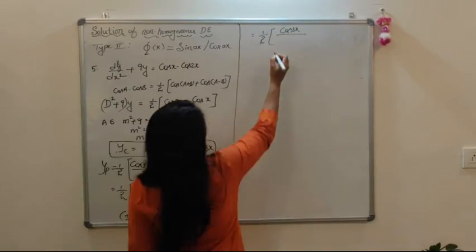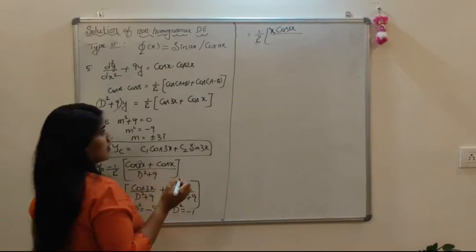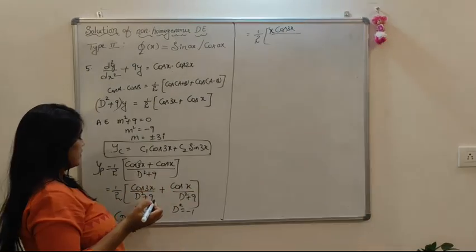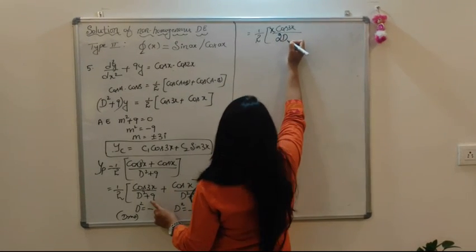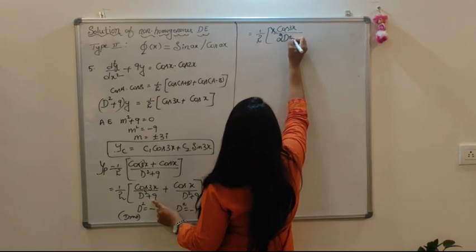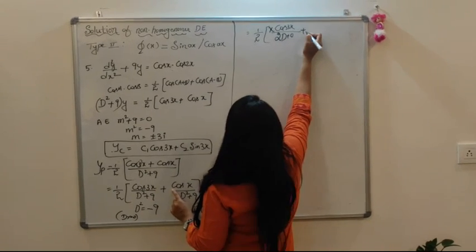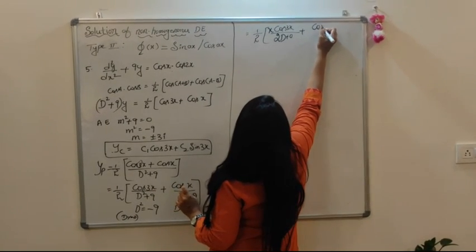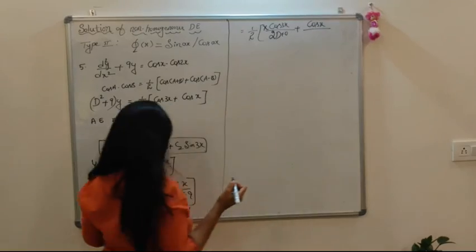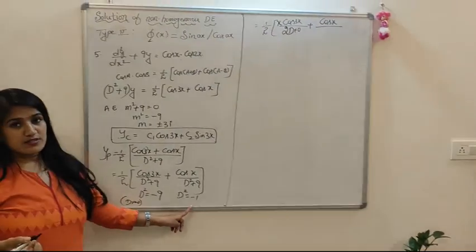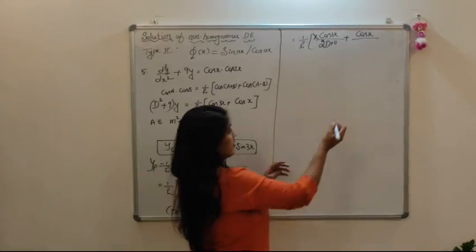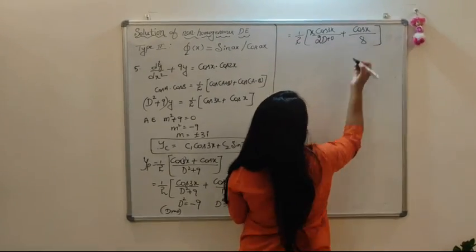Multiply the numerator by x and differentiate the denominator. D square differentiation is 2D, and plus 9 is 0. So it is x cos 3x by 2D plus cos x divided by D square replaced by minus 1, so 9 minus 1. 9 minus 1 is 8. Cos x by 8.